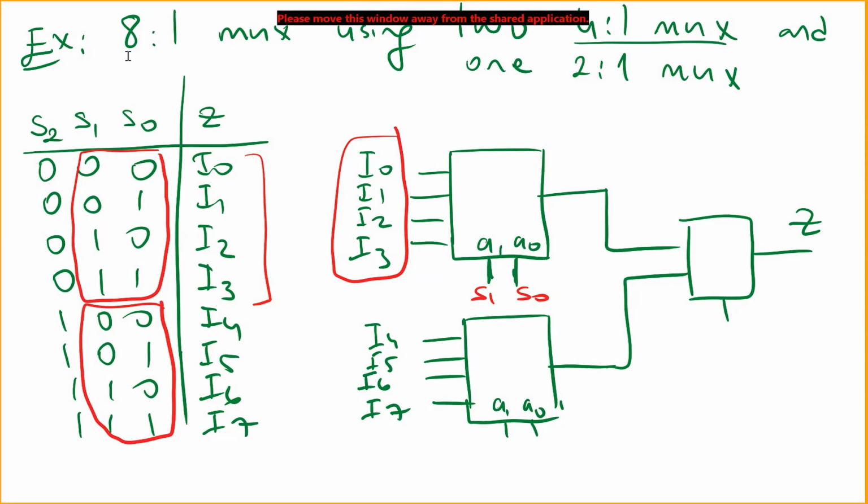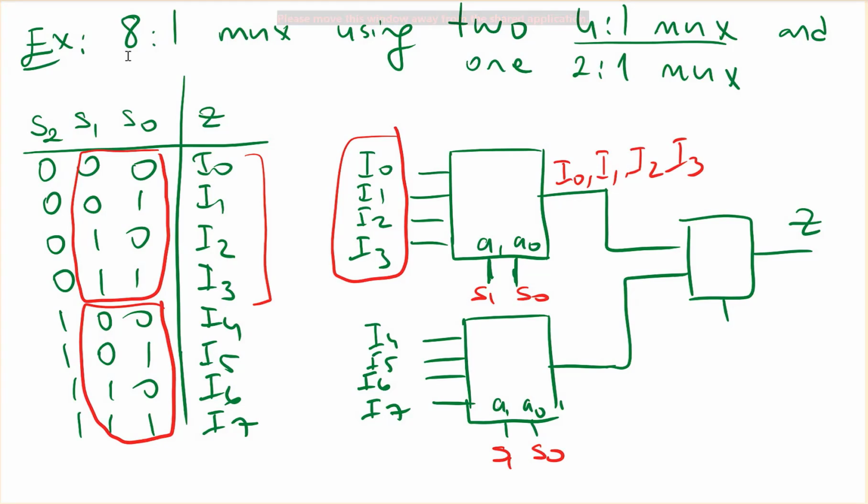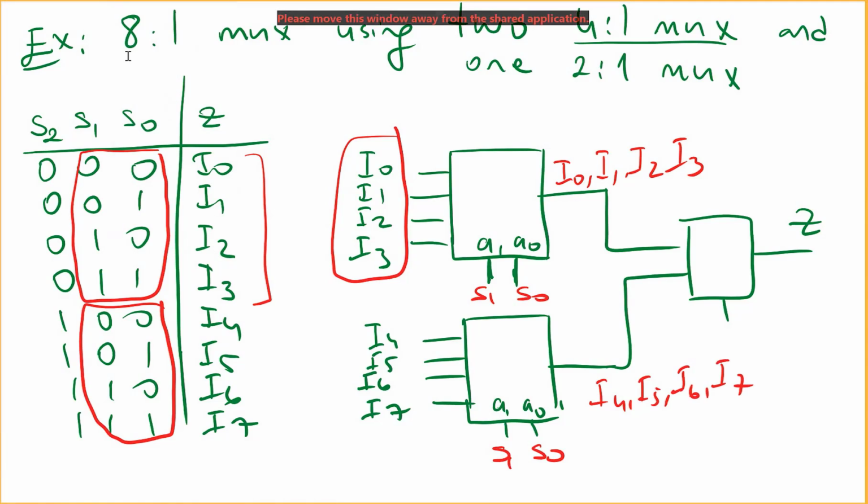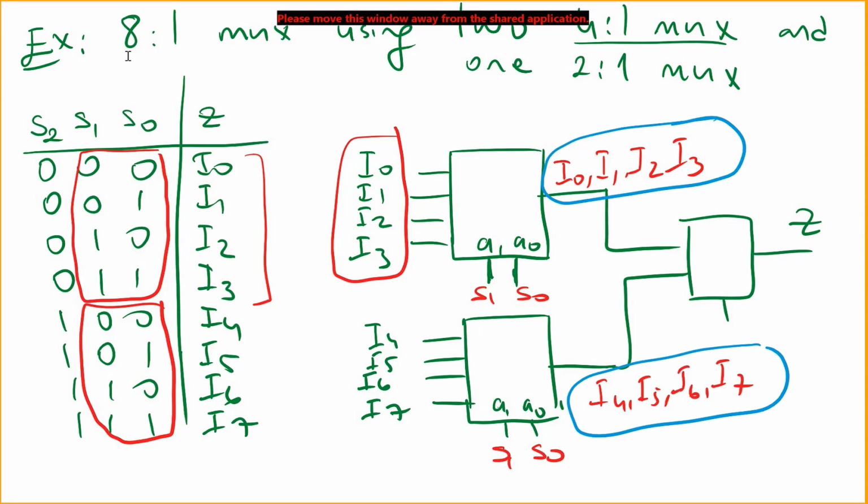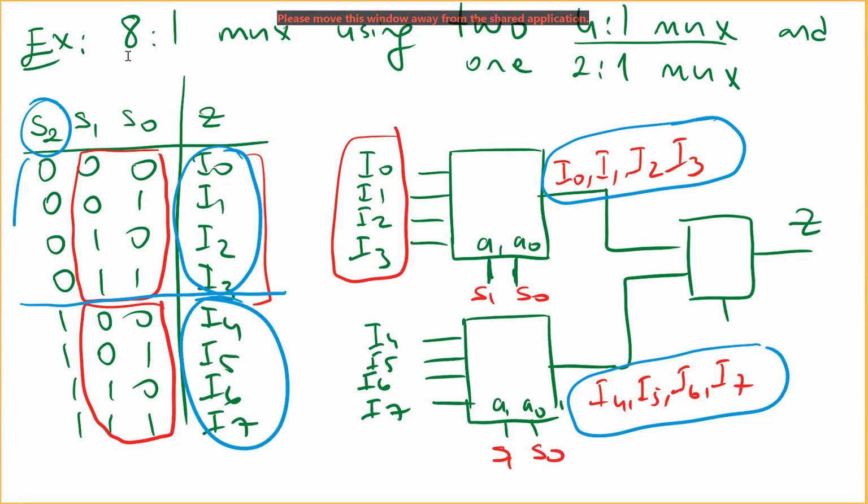Similarly, to select I4, I5, I6 and I7, I can use S1 and S0. So I will be connecting S1 and S0 here. So now I can have I0, I1, I2 or I3 here. Similarly, I could have I4, I5, I6 and I7 here. So which signal is selecting either this group or this group? If I look at the table, there are two groups. This is one group and this is another group. Between these two groups, only S2 is changing. Either S2 is 0 here or it is 1 here. So I can connect S2 here and this will function as an 8-to-1 mux.